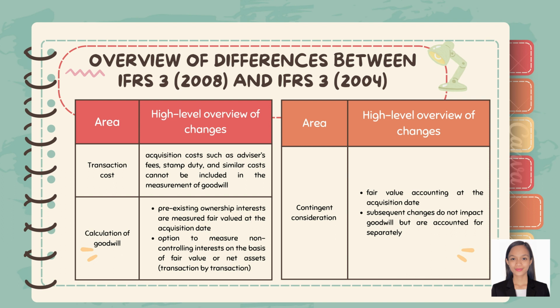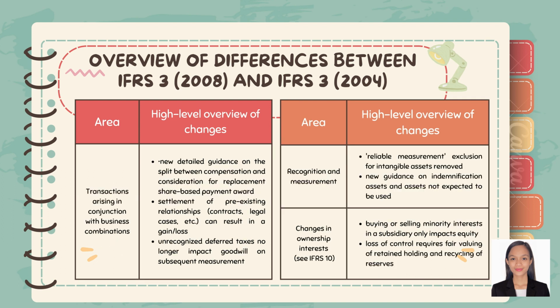Another key area is transactions arising in conjunction with business combination. And new detailed guidance of the split between compensation and consideration for replacement share-based payment awards, settlement of pre-existing relationships can result in a gain or loss. Unrecognized deferred taxes no longer impact goodwill or on subsequent measurement. Recognition and measurement, reliable measurement exclusion for intangible assets removed. New guidance on indemnification assets and assets not expected to be used.